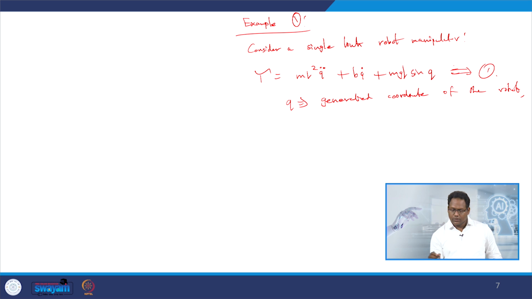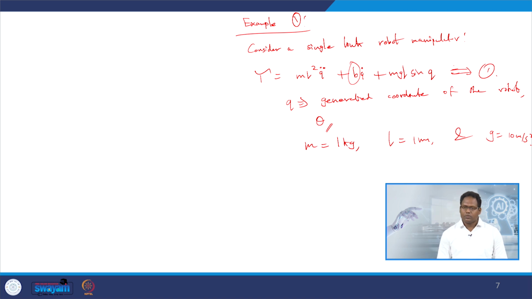Here we have a single link robot manipulator where the joint angle or the generalized coordinate is theta here. It is a revolute jointed robotic system, and the system parameters are mass m equal to 1 kilogram, length of the robot being 1 meter, and we have the acceleration due to gravity given by g equal to 10 meter per second square, with b value, which is the term responsible for damping, taken to be 0.1.